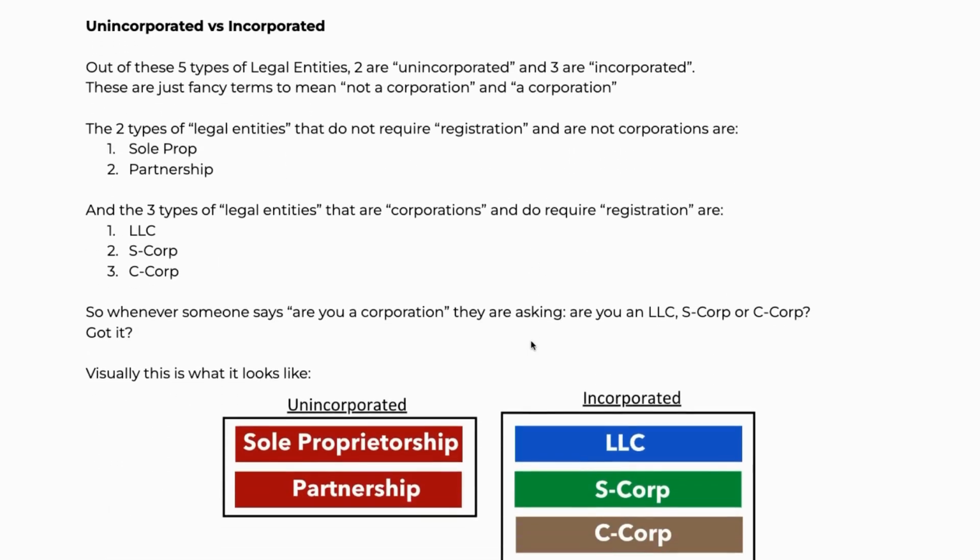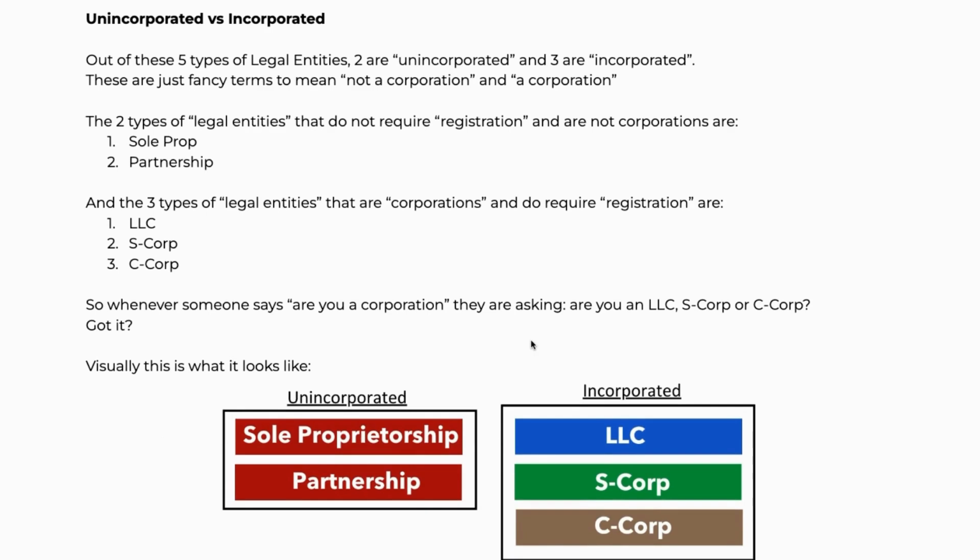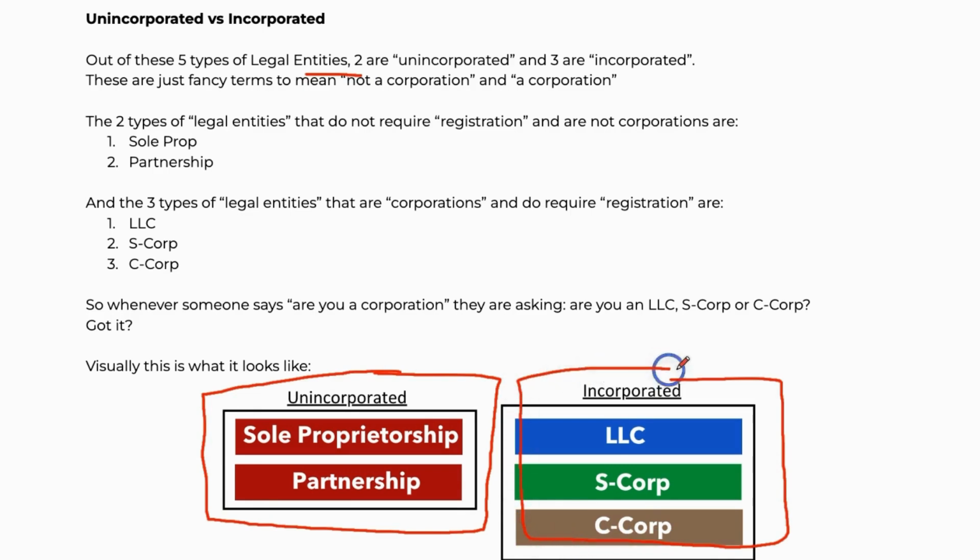Instead of remembering 5 things, you know what's easier? Remembering 2 things. Out of these 5 legal entities, there are 2 of them that are not corporations, and there are 3 of them that are corporations, okay? So this fancy language right here, unincorporated and incorporated, all that means is that this is not a corporation. It's still a legal entity for the purposes of doing business, but it is just not a corporation legal entity. And then these 3 over here are corporation legal entities, okay?